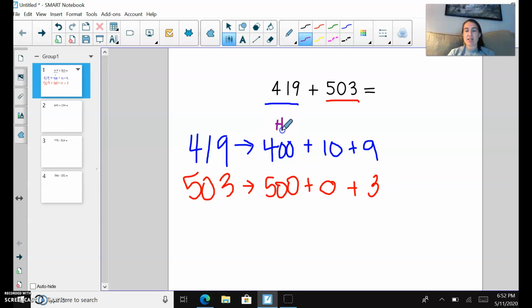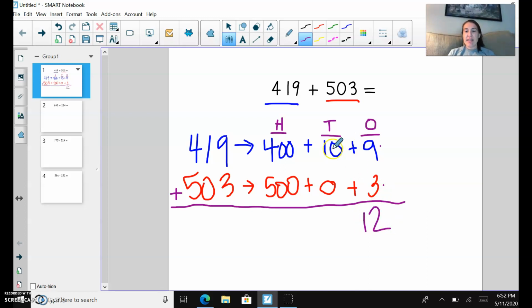So now they're lined up nicely. You have your hundreds in a straight line, your tens in a straight line, and your ones in a straight line. So now I'm going to add them starting with the ones place. So 9 plus 3, that is 12. Then 10 plus 0, well, that's just 10. Then 400 plus 500, that's going to be 900.